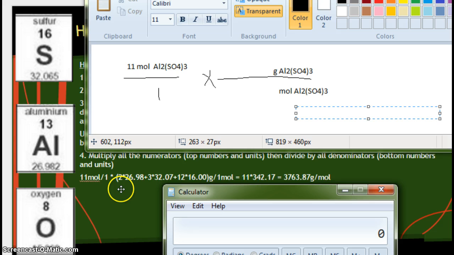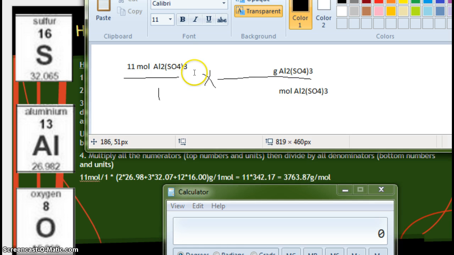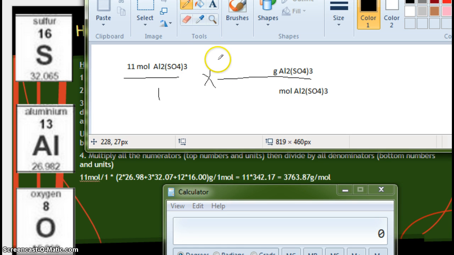So 2 atoms of aluminum plus 3 atoms of sulfur plus 12 atoms of oxygen. And when we add that up, it's 342.17. So let's go ahead and put that up here. It is 342.17.